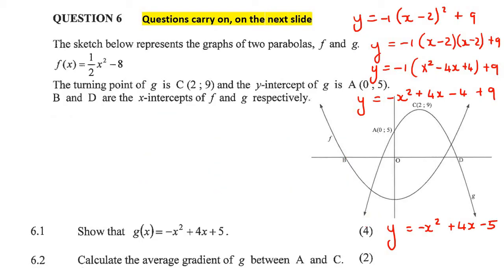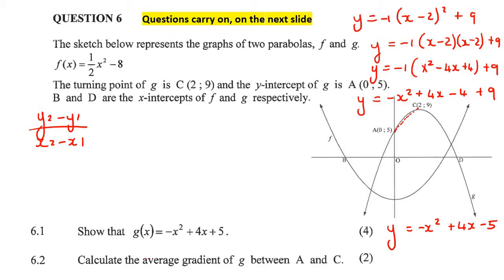Next one says calculate the average gradient. Now when you see the words average gradient, I just want you to think of gradient, you know, y2 minus y1 over x2 minus x1. That's all that it means between A and C. The only reason they're calling it average is that if you look at A and C, it's not a perfect straight line. There's a bit of a curve there, right? But they want you to pretend that it's a straight line. So that's why they say average, but you can ignore that part.